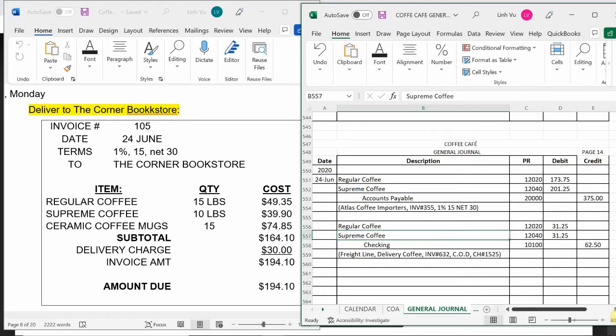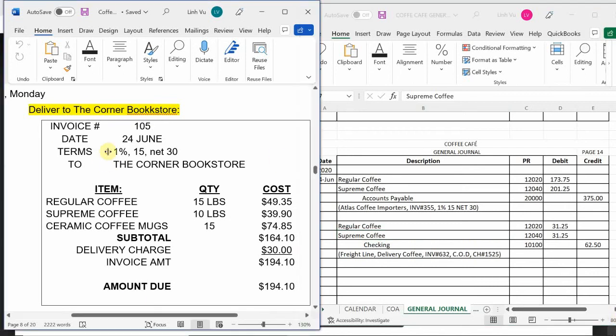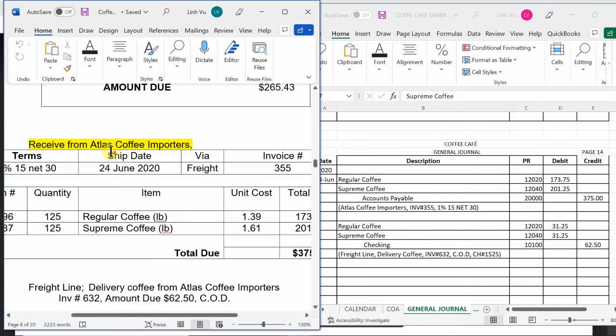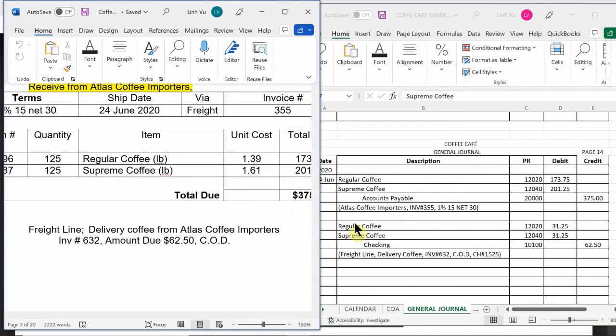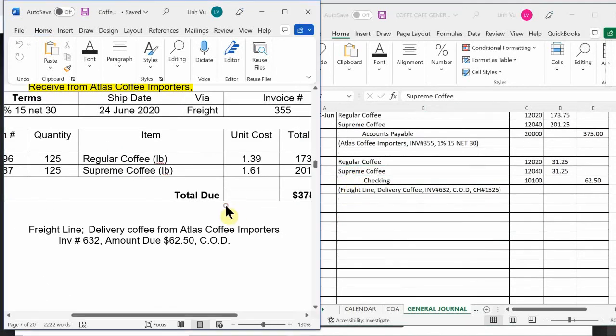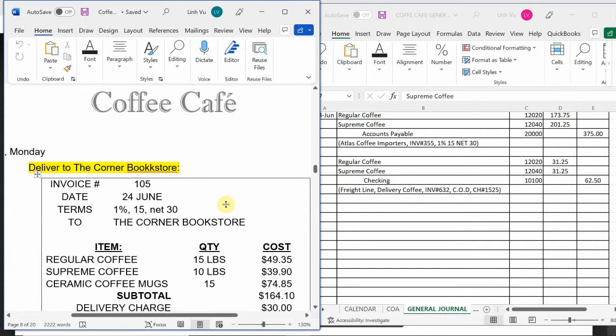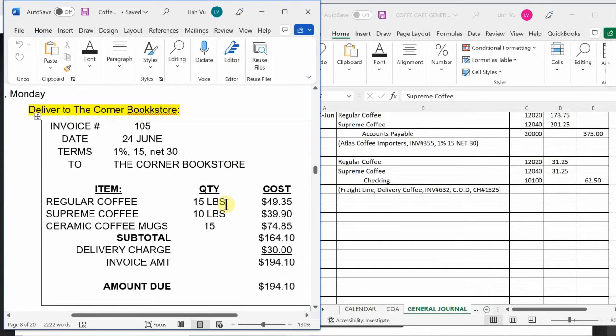All right. So this is where we last left off, right? On the 24th, we received our coffee, and it's right here. So now I'm going to go ahead and deliver to the corner bookstore. How do I record this transaction?